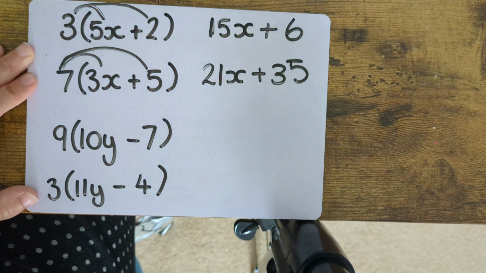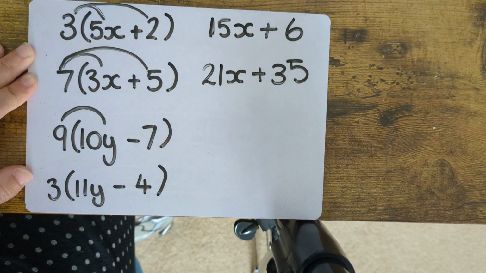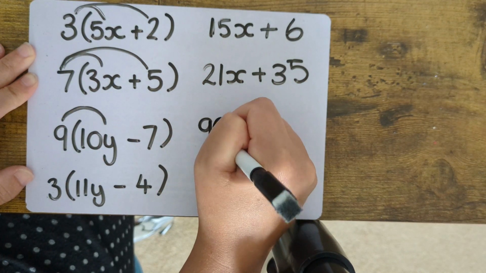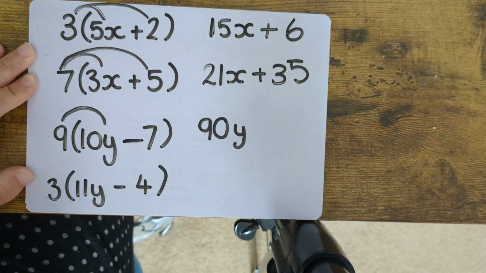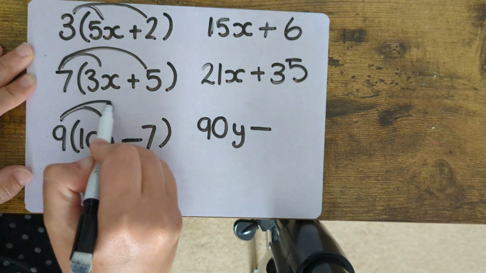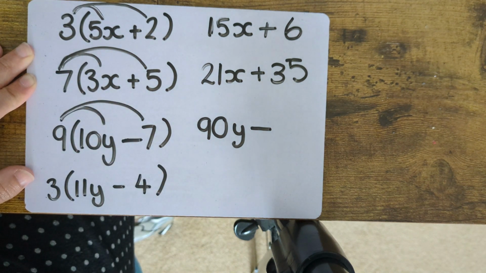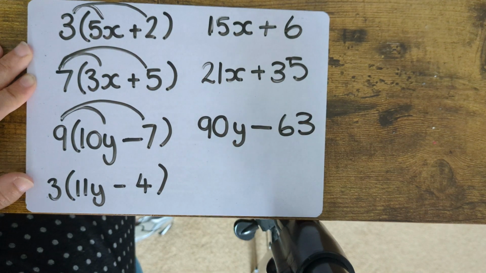Next one, we've got 9 times 10y, which would be 90y. Then we've got a take away sign this time, or subtract, so we put the subtraction sign in. 9 times 7, 63. So that can go at the end, giving us 9y subtract 63.